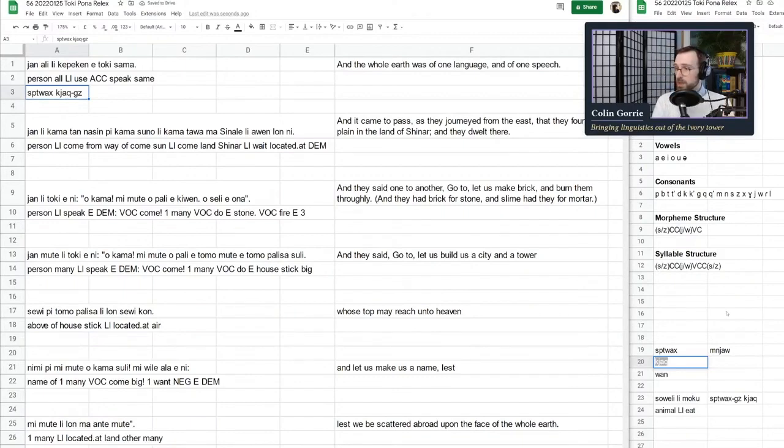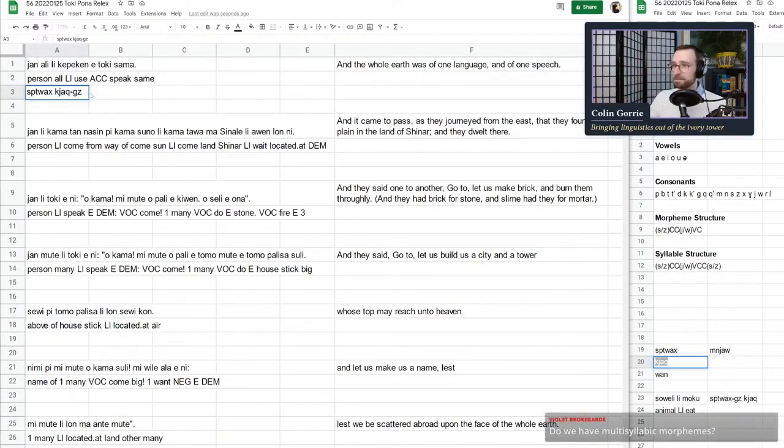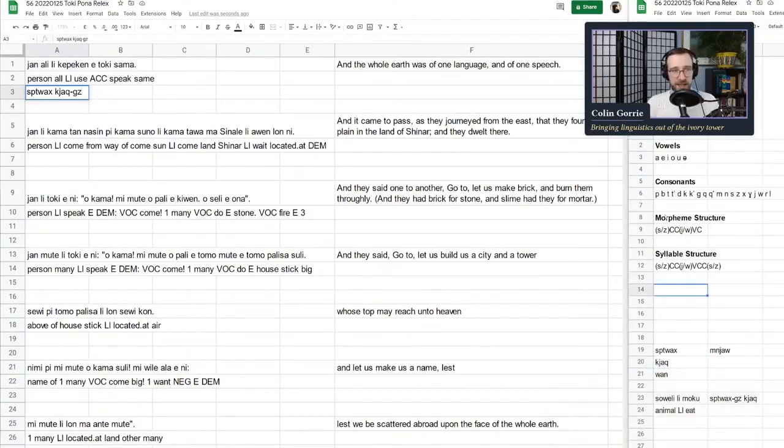Then we need use. We need a use morpheme. So I'm going to go ahead because I know there's a slight delay in the chat. If you have suggestions, I might not see them until I've made a guess, but I'm happy to go back and change things. Question, do we have morphemes with more than one syllable? We do not. So everything's got to be within our little morpheme structure constraint here, which means one syllable. So, sptwach kyogs. Kyogs. This is going to be a workout for me.